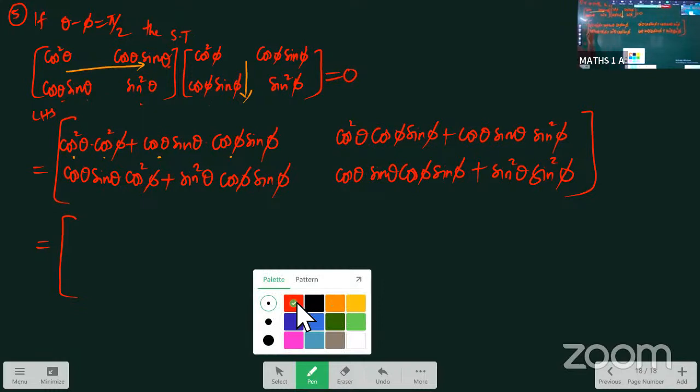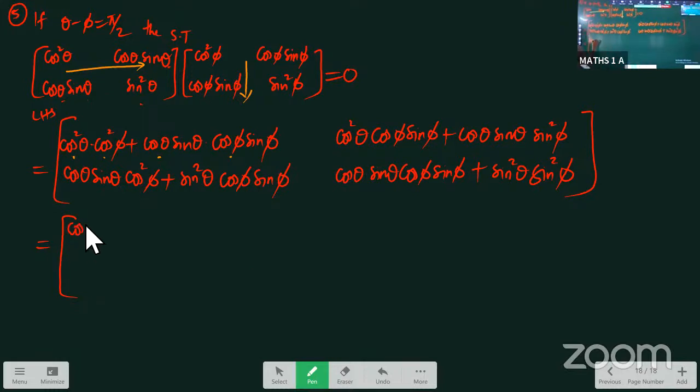So take common cos square, one cos theta and one cos phi. Take common from these two, one cos phi. After we take common, what is the remaining? Cos theta into cos phi, plus one cos theta, one cos phi we have taken common. Remaining is what? Sin theta into sin phi.